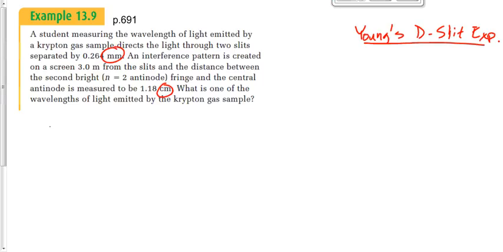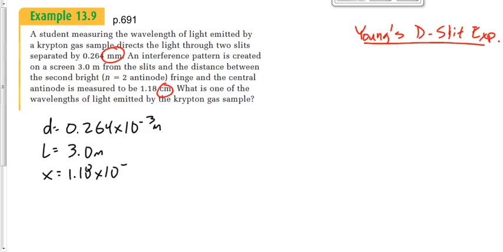d is 0.264 times 10 to the minus 3 meters. I'm going to say L is 3.0 meters. I'm going to say x is 1.18 times 10 to the minus 2 meters. I converted centimeters to meters.